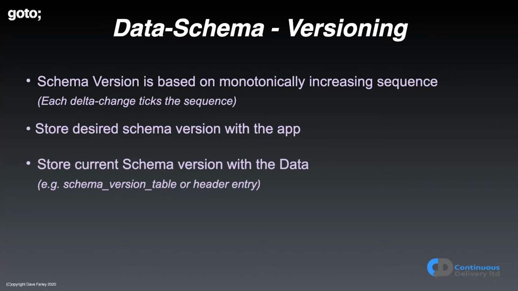So the application has a record of which versions of the database schema it can work with. Store the current schema version with the data. So in the data, wherever that is, a table in a relational database or something like that, there's a reference. And then we can automate the comparison of, does this version of the application work with this version of the schema? What migrations would I need to apply to this version of the schema to get them working together, and so on.